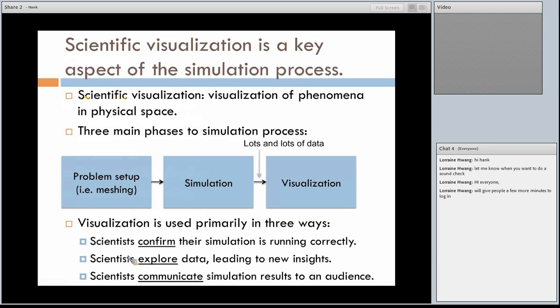The first is that people use visualization for confirmation. They've run a calculation 1,000 times, they're running it the 1,001st, and they want to make sure the train didn't go off the tracks.